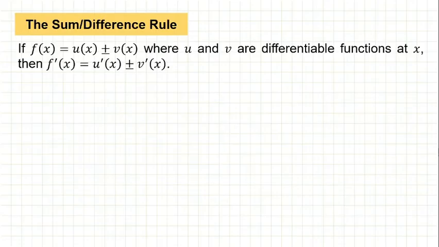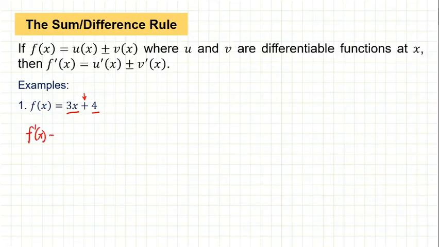Para mas maintindihan, let's have these examples. Number 1, we have f of x equal to 3x plus 4. So our first term is 3x and the second term is 4. So our operation is addition. So therefore, using the rule, we have f prime of x. You will take the derivative of the first term. So you have 3x and plus take the derivative of the second, which is 4.